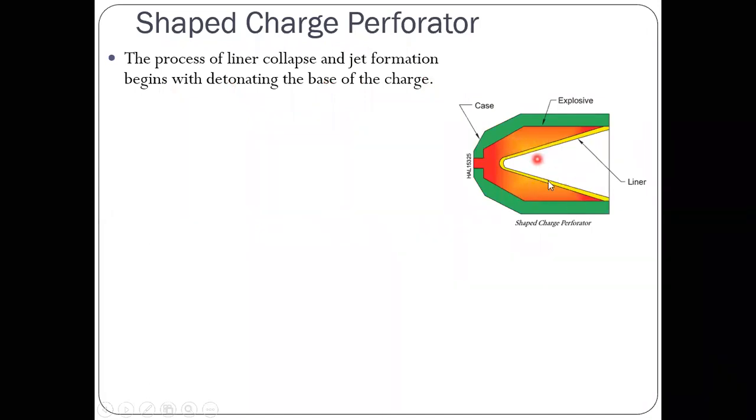Before that, let us see that this is a simple shaped charge perforator. It will have three major components. One is the detonator, this is the explosive or charge, and this is the liner. So the type of explosive, the shape of the liner and the detonator will be responsible for the type of perforation that you will get.